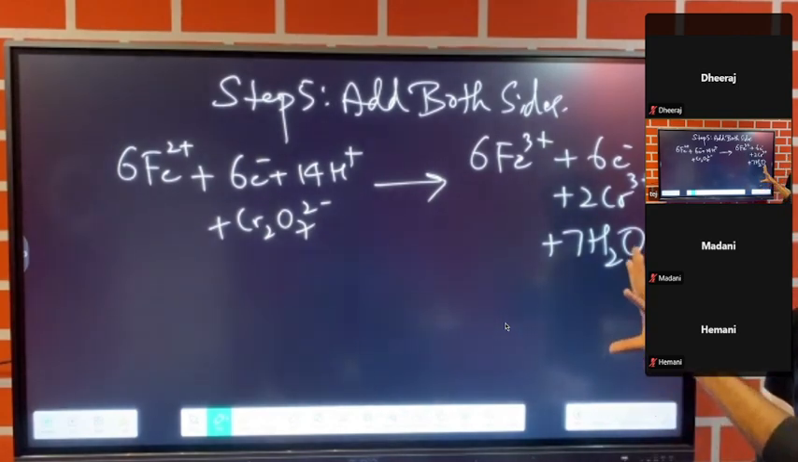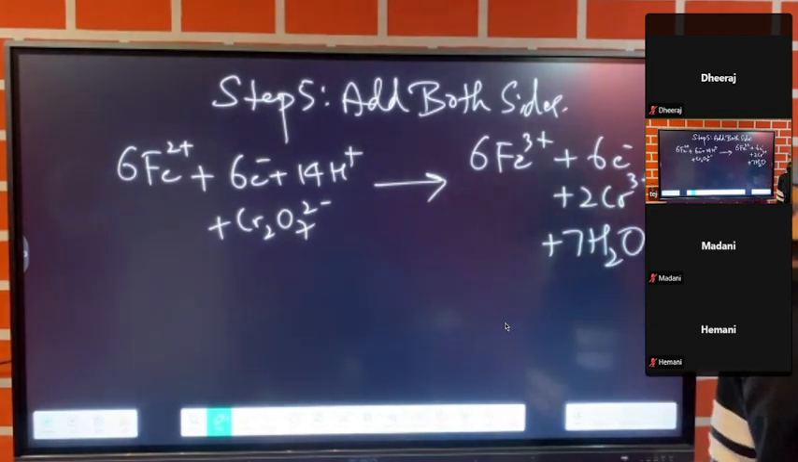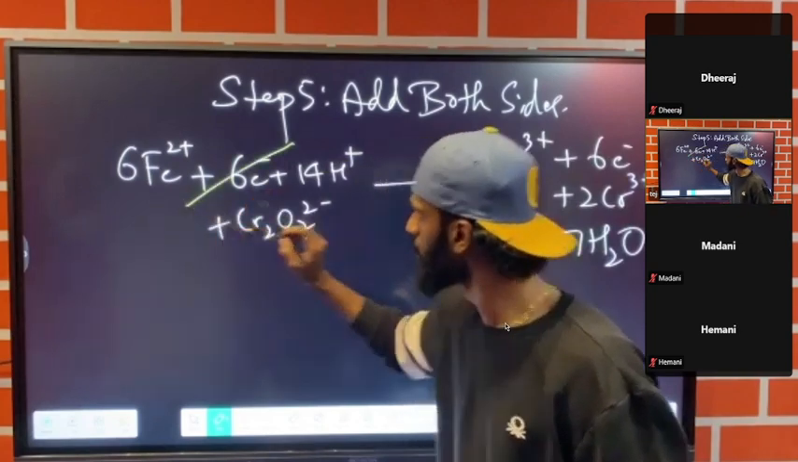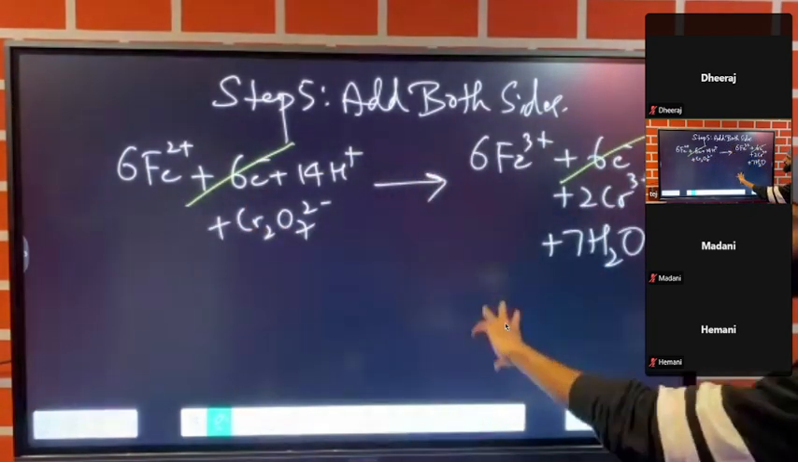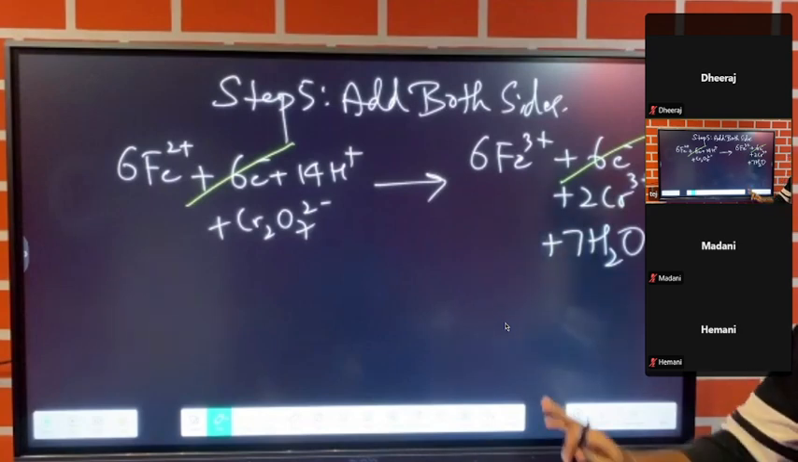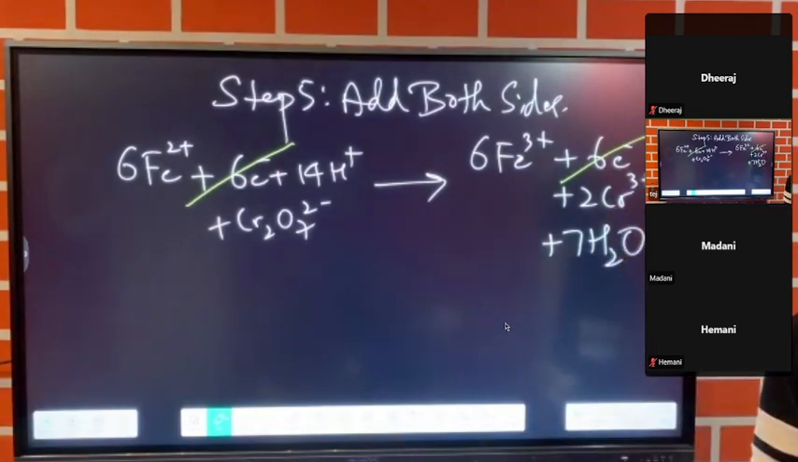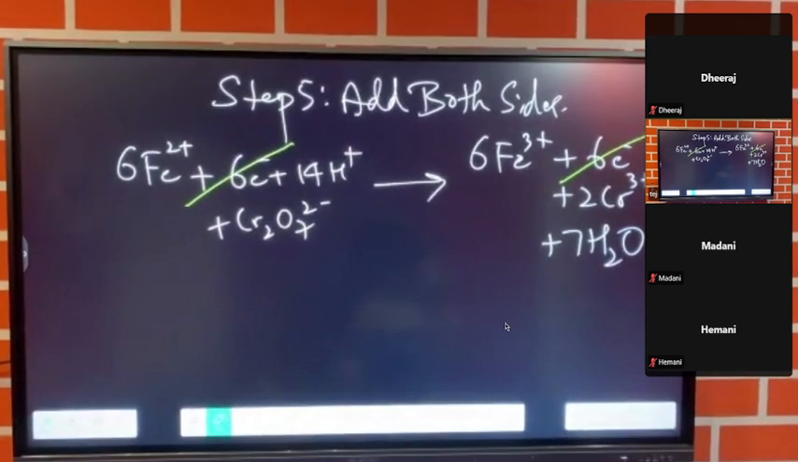Cancel off if you can find something common on both the sides. I can find something common. Okay, whatever is remaining, that's your answer. That's all. It's balanced. You can check it's balanced. Okay, so it's supposed to follow 5 steps. I know it's kind of hectic. Can't help. The more procedures you follow, the better you will get. Okay, no skipping steps here.